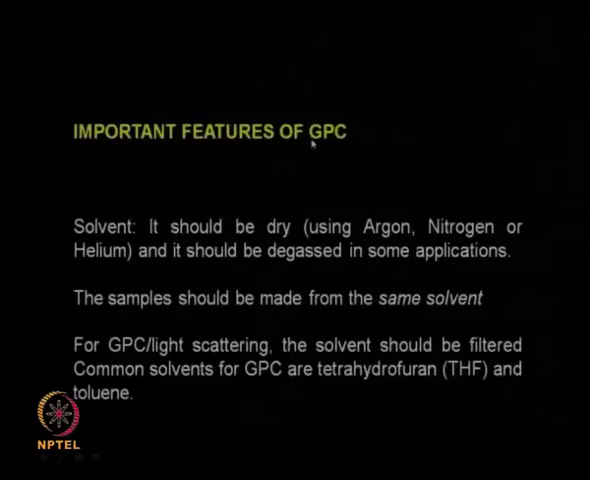So what are the other important features of GPC? Solvent is the most important component in my GPC. It should be dry, so we can use argon, nitrogen or helium, and again it should be degassed in some application. Sample and the continuous phase solvent should be made from the same material actually. We use a light scattering type of detector. The solvent should be filtered. Common solvents which you use are tetrahydrofuran, that is THF, or toluene.